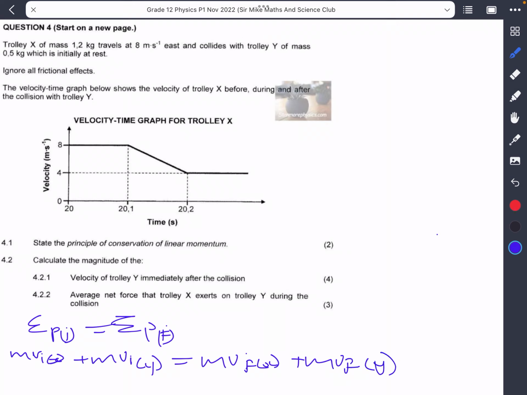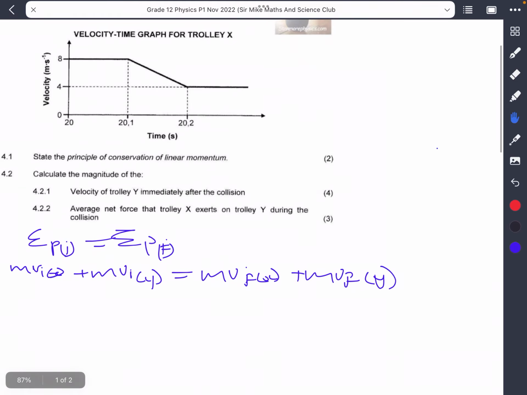The first thing that you must do before you even start your calculations is to choose which direction you're going to consider as positive. I'm going to consider going to the right as positive, which you would consider as east. Going west is negative. So that would be plus, and that would be minus.